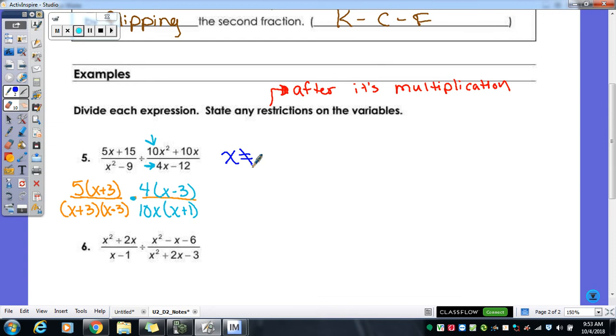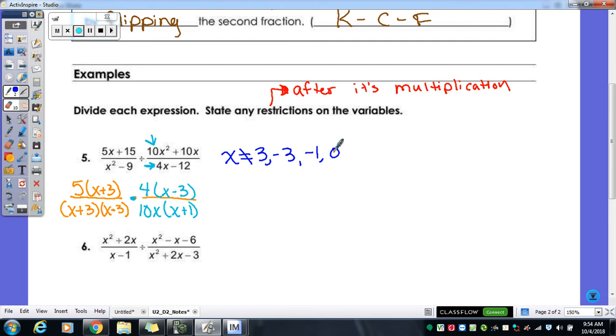So now that I've turned it into the multiplication, now I can figure out my restrictions. In the first fraction, we're going to get two numbers that it can't be. What would those two numbers be? 3 and negative 3. Negative 1, and there's one more, 0. If you ever got just the x there, even if there's a number in front of it, if it's just x, there's no plus or minus with it, that one's always going to be a 0.